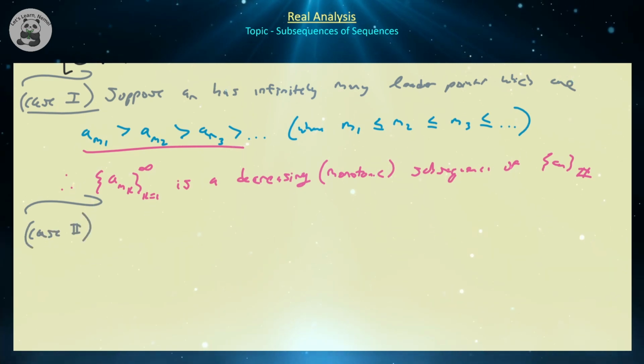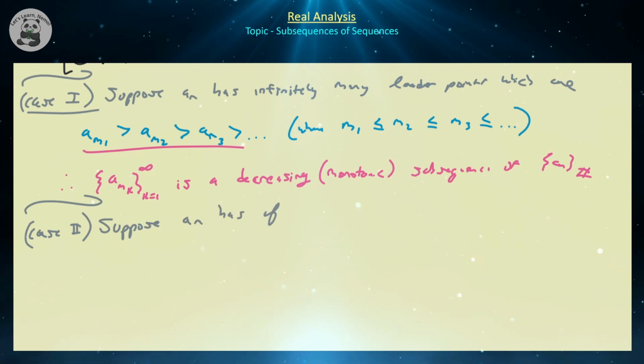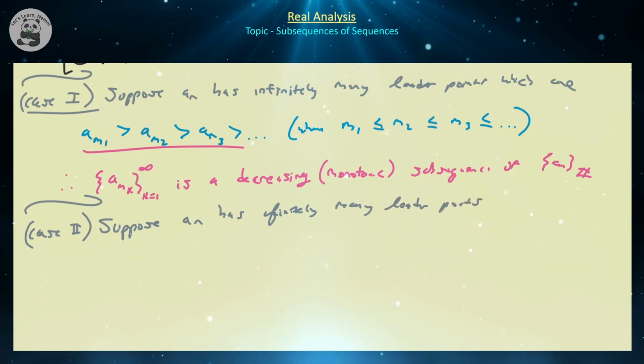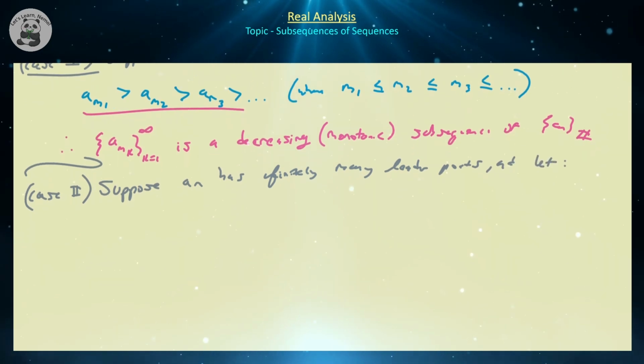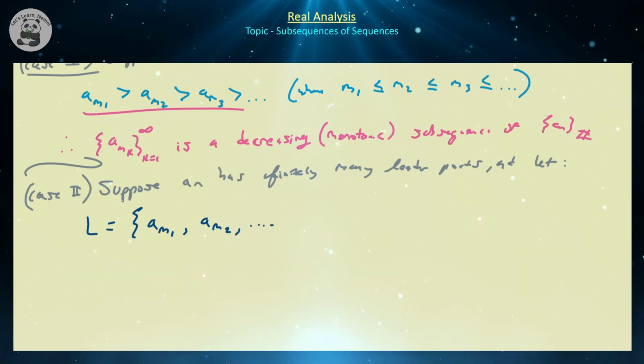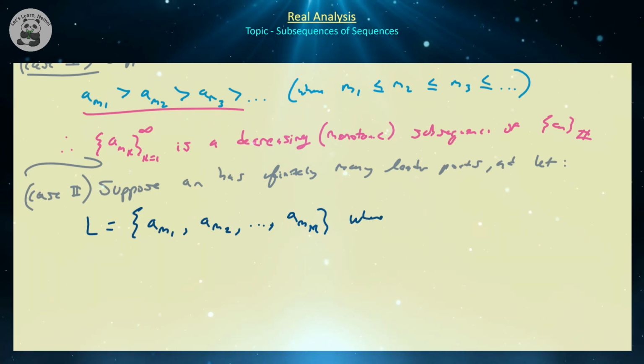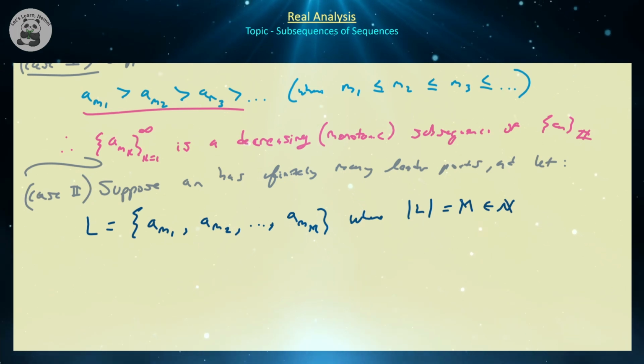So let's look at case 2. Let's suppose that a_n has finitely many leader points, and we're going to define them in a set, a finite set moreover. We're going to define them to be in the set L, the set of leader points, a_{m1}, a_{m2}, all the way down to a_{mM}, right? Where the cardinality of L is equal to capital M in the set of natural numbers, right?